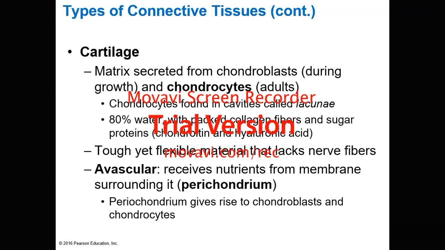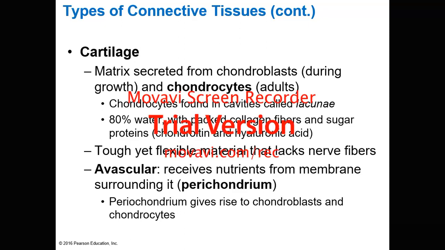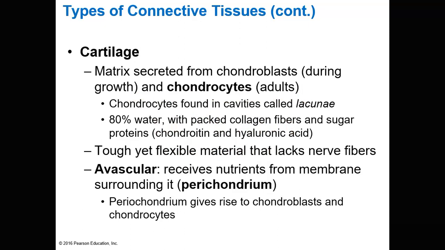All right, chondrocytes found in cavities called lacunae. So 80% water with packed collagen fibers and sugar proteins. Tough yet flexible material that lacks nerve fibers, avascular. So again, no blood supply. Receives nutrients from membrane surrounding it.